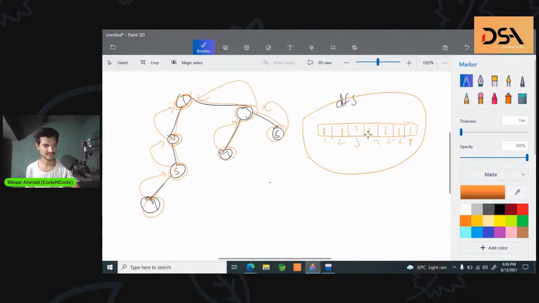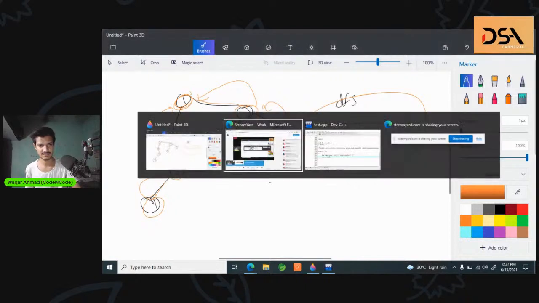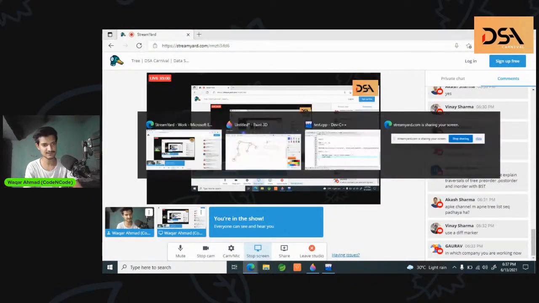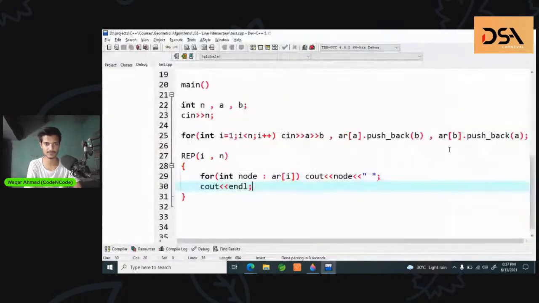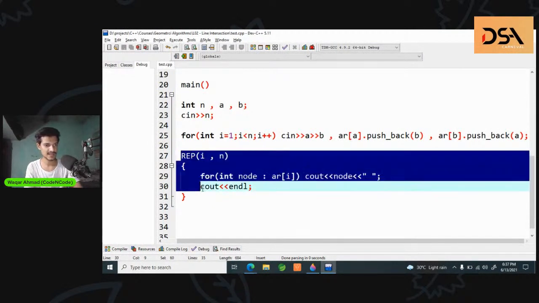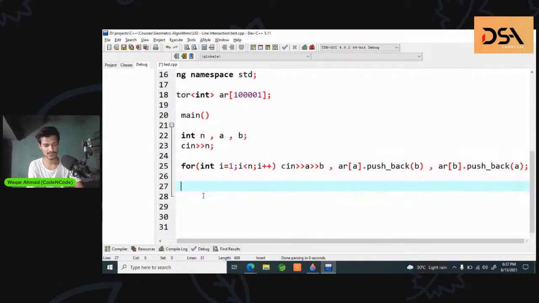Okay, so let's run this DFS. Let's implement it on this tree itself. Let's first implement this and then we'll take questions. So this is how we are creating the graph, using an adjacency list. I'm not going to do anything here, and simply what I'm going to do is run DFS on node 1.